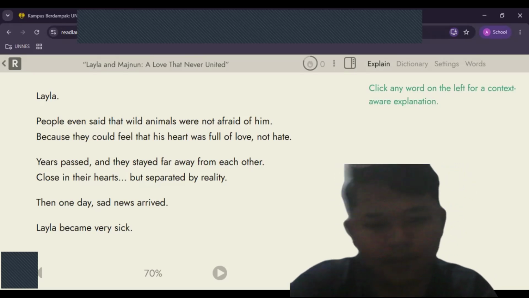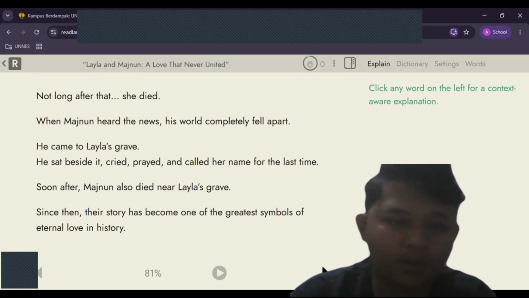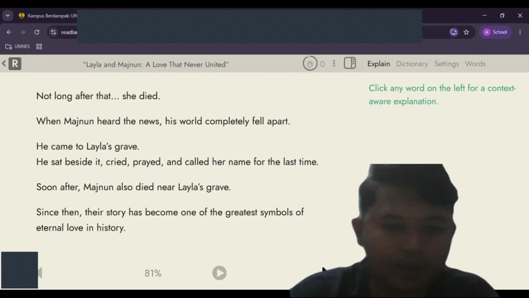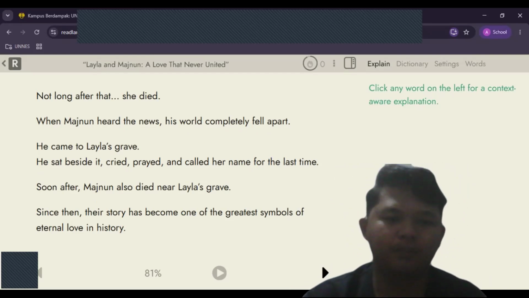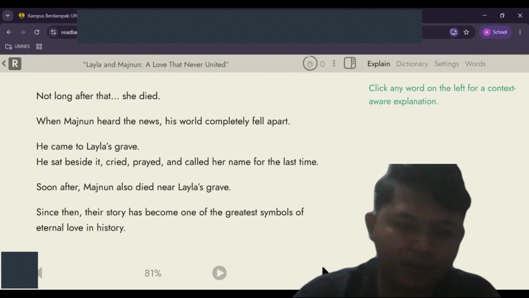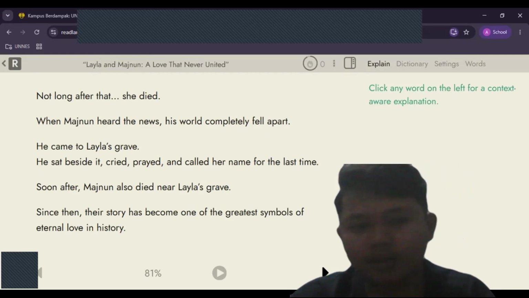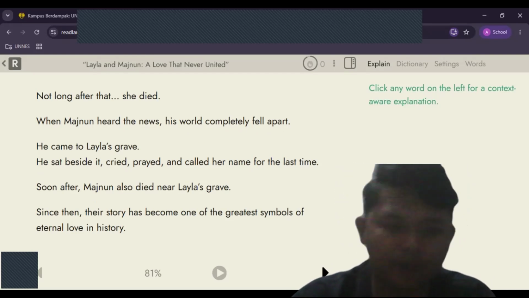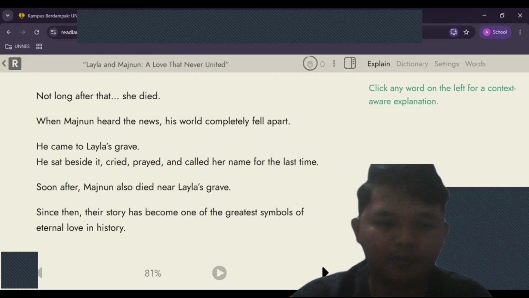Lila became very sick. Not long after that, she died. When Minun heard the news, his world completely fell apart. He came to Lila's grave. He sat beside it, cried, prayed, and called her name for the last time. Soon after, Minun also died near Lila's grave.